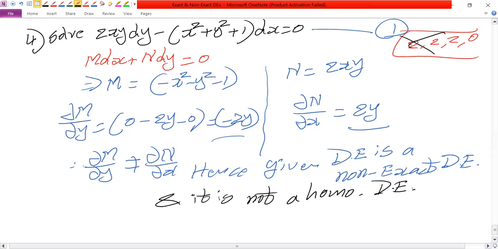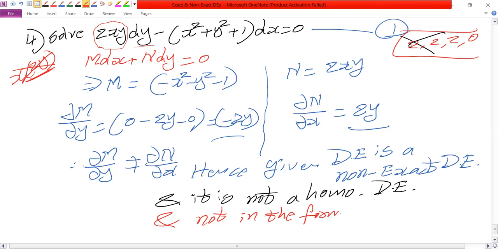Then we have to check whether it is in the form of type 2 or not. The coefficient of dy, we can take x common. If we take x common, then what we'll get? x into 2y only. This remaining part must be in functions of x into y, but it is only in functions of y variable. So it is not in the form of type 2.